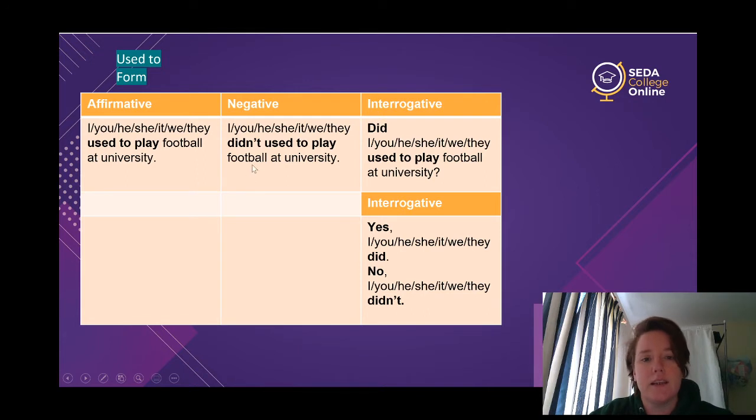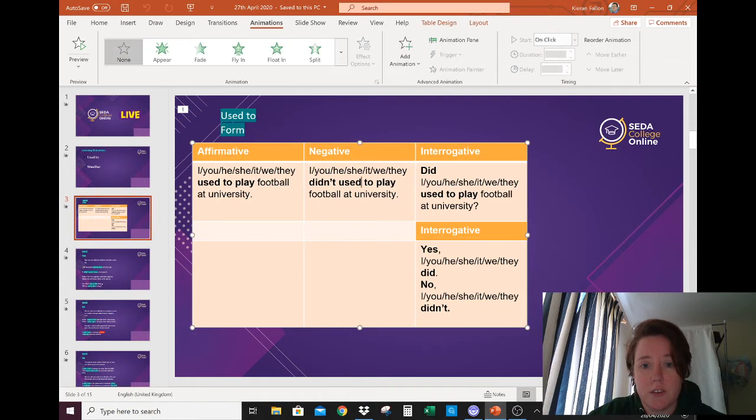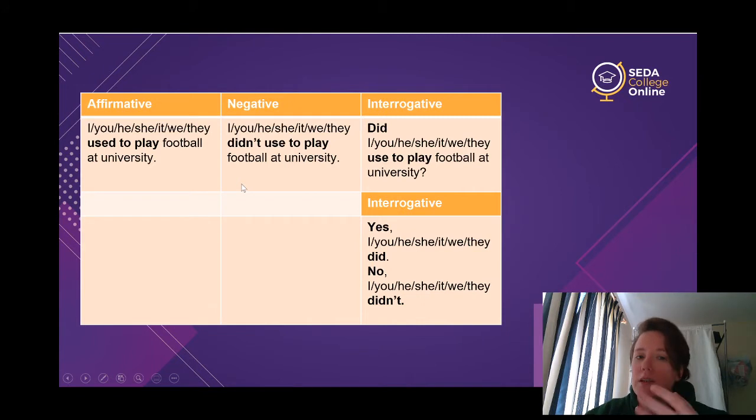Okay, negative. Same again. I, you, he, she, it, we, they didn't used to play football at university. So we're using didn't used. Now, sorry, there's a mistake here and I'm just going to change it. And this is actually good for you to know. We do not use D in the negative, or in the questions. Okay, so that's something you can keep in mind when you're doing the rest of this lesson today. Okay, so didn't use to play football at university.